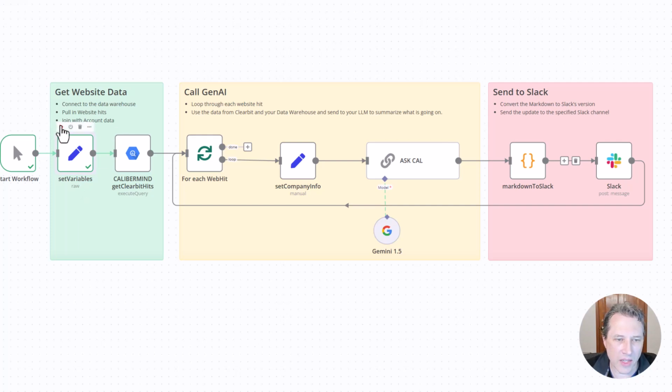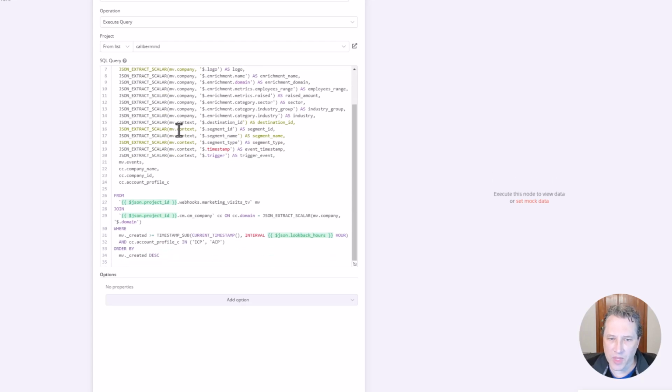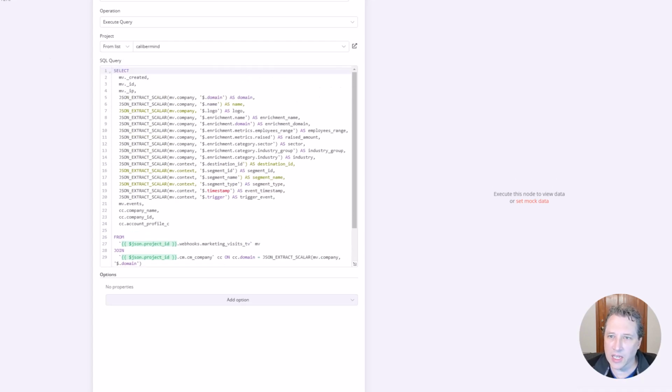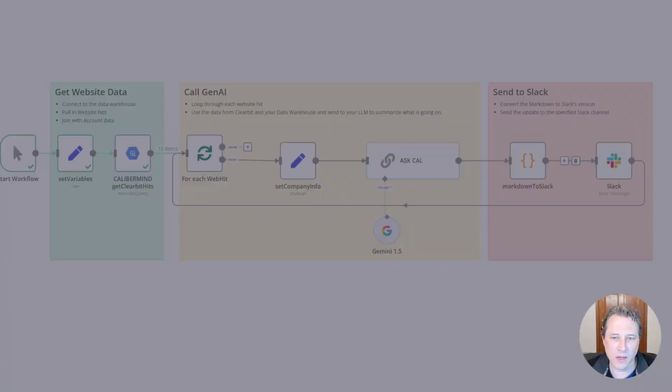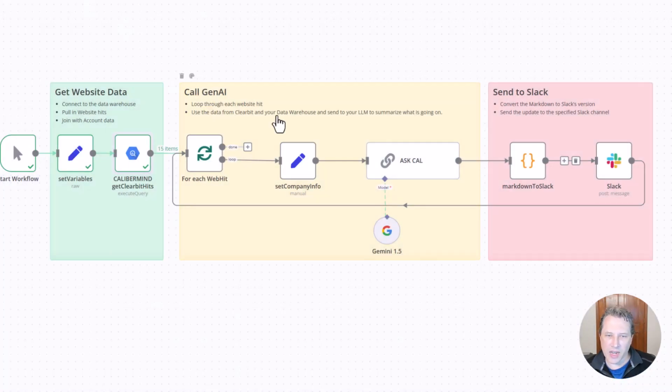So let me run that step there. That pulls that data in. And now I'm running that query, and I'm getting that data and pulling it into my workflow. And you can see I pulled that data in. Here's the latest hits against our website. And once that's done, I now have a list of, in this case, 15 accounts that match our profile in the last 12 hours.